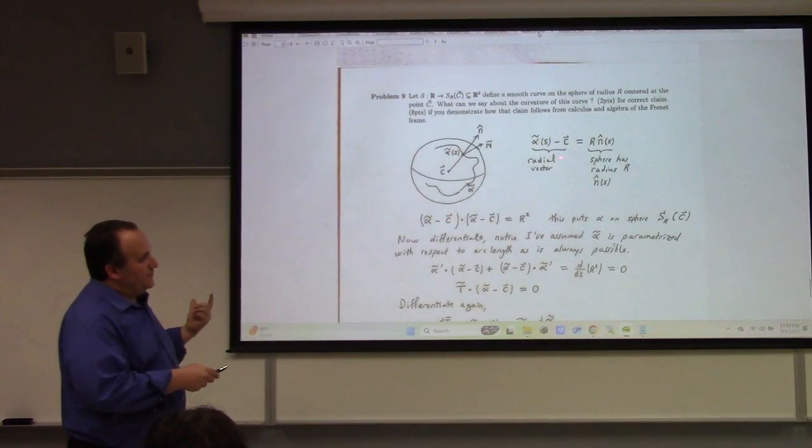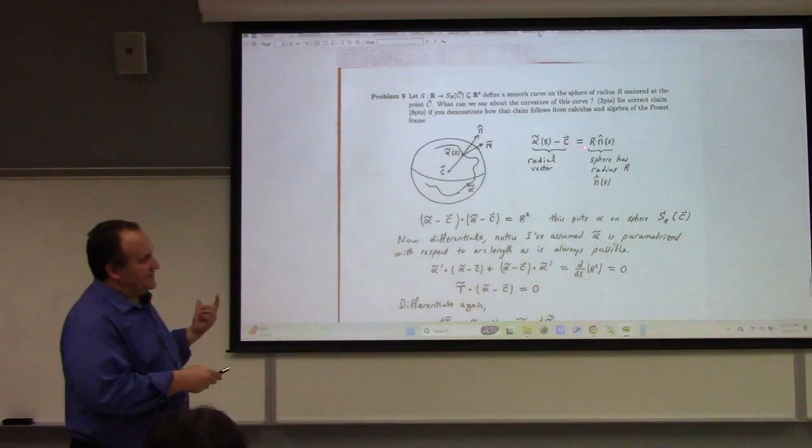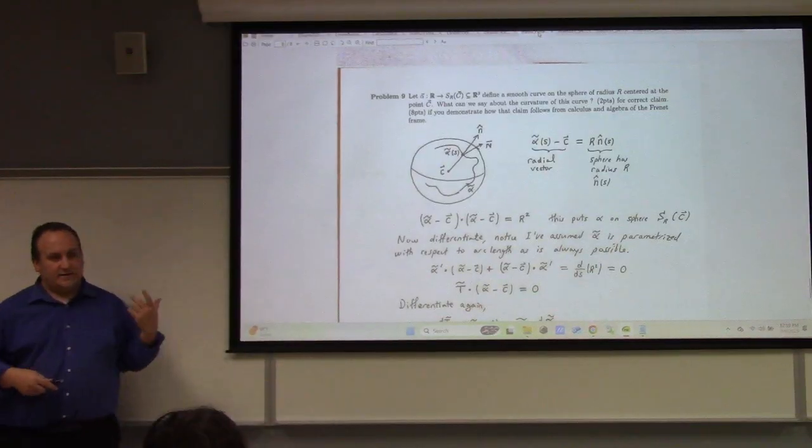But I do know that this is a radial vector, so it has to have length r. So I take the dot product of this with that. It gives me this equation. I differentiate it, I use the Frenet-Serret equations, and out pops the answer.